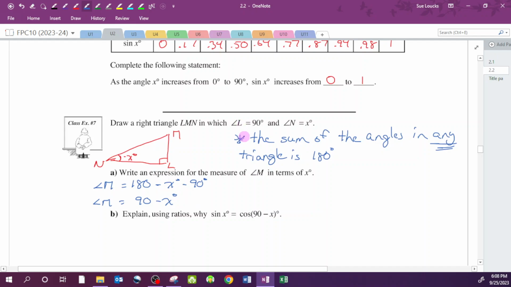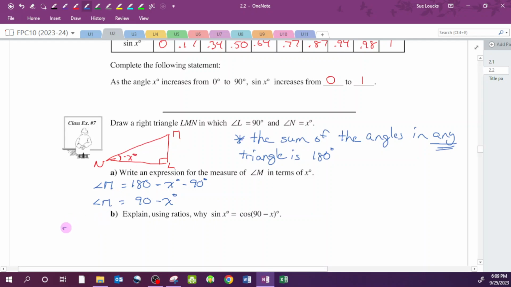So there's our answer. Angle M equals 90 minus X. And then explain why sine of X equals the cosine of 90 minus X. So let's take a look at that.